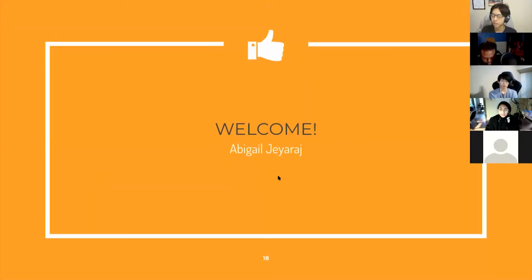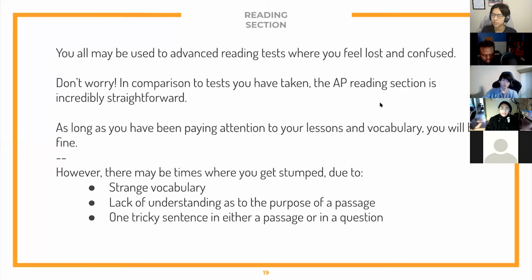So this will be my section. Okay, so for the reading section, these are just some tips that helped me when I took the exam 2 years ago. So you all may be used to advanced reading tests that Senora Torres puts out, where you feel kind of lost and confused. All the wording is strange and all of that.